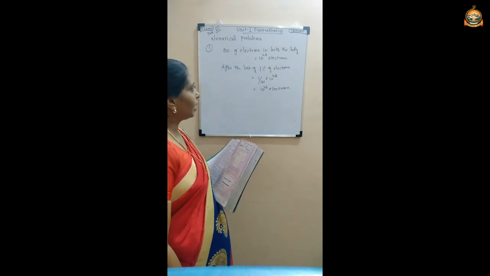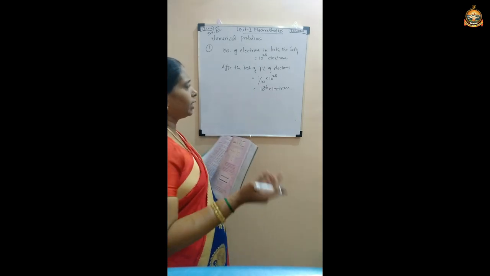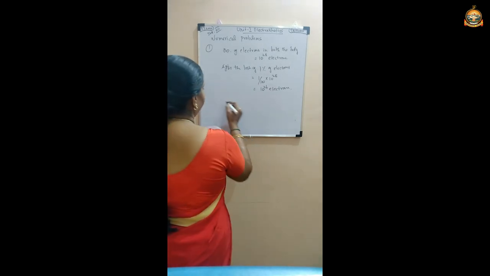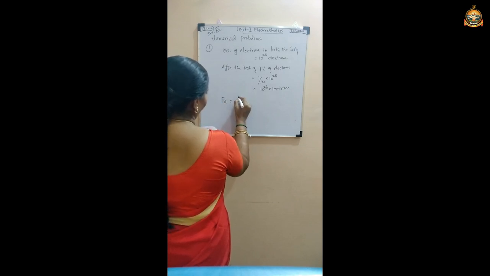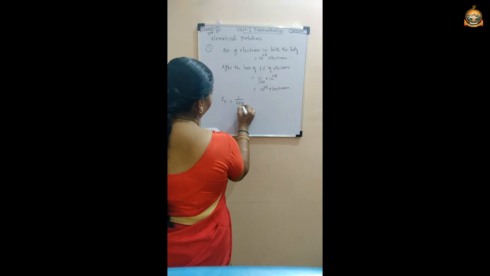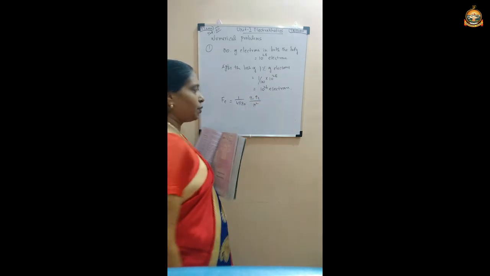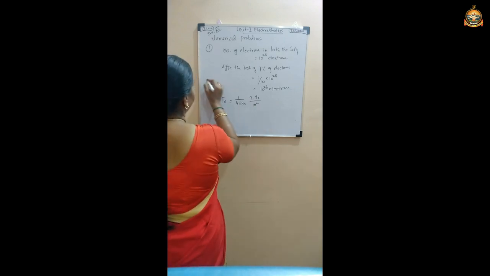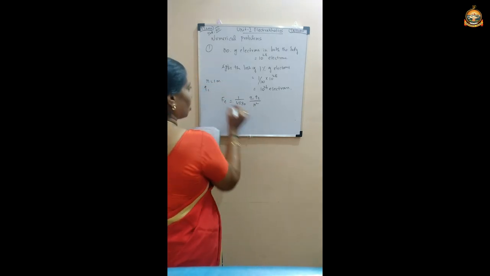They are asked to calculate the electrostatic force between the two bodies. What is the electrostatic force formula? F_E is equal to 1 by 4 pi epsilon naught, Q1 Q2 divided by R square. Here both the bodies are separated by a distance R equal to 1 meter, which is given. And also, what is the Q1 charge of this electron?